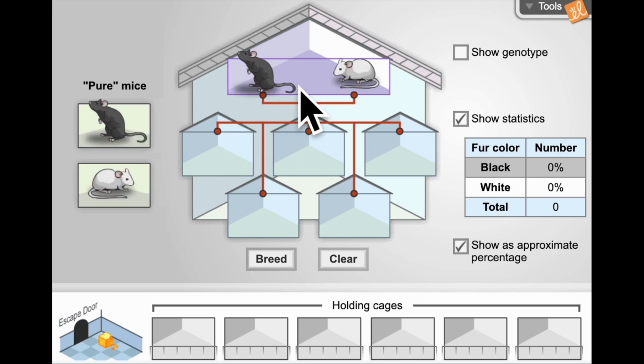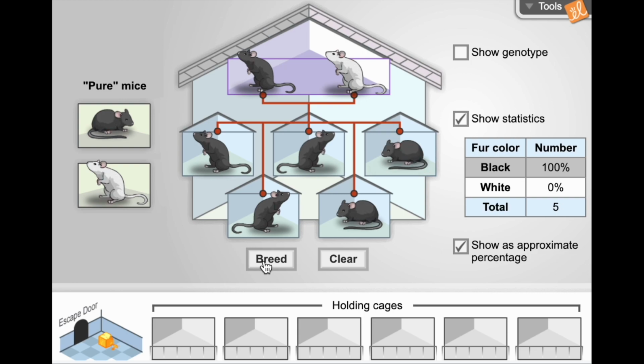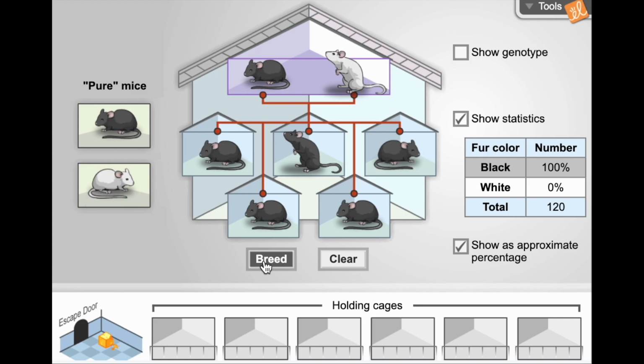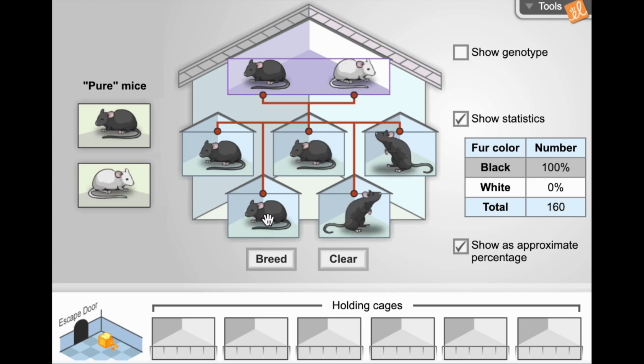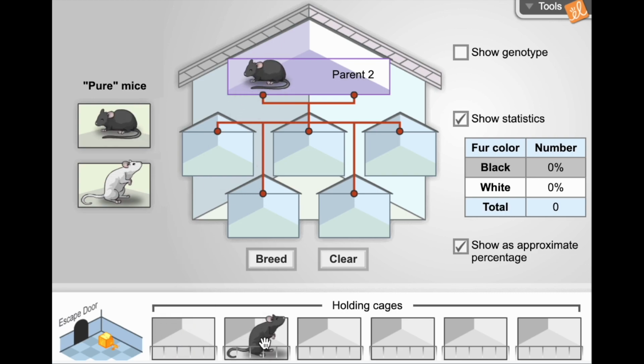So when I put both of these mice into the house and click breed, we notice that this F1 generation is all black in color. And every time I breed these, the F1 generation is always going to be black in color. But what I am going to do is take two of these F1 mice and put them into the holding cages and clear out the rest. The next thing I'm going to do is breed the two offspring. I'm going to put these offspring up top.